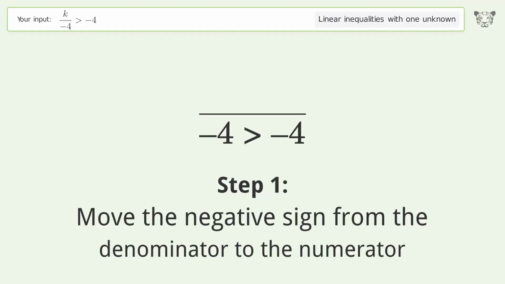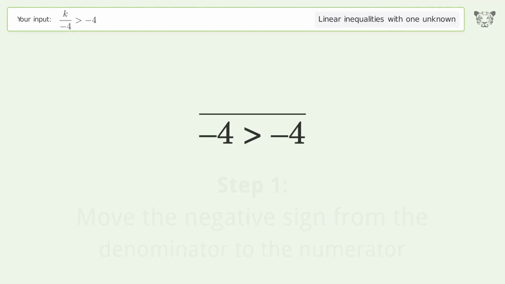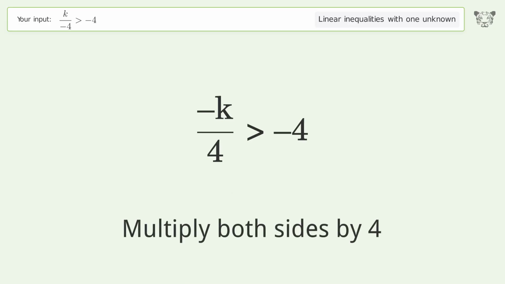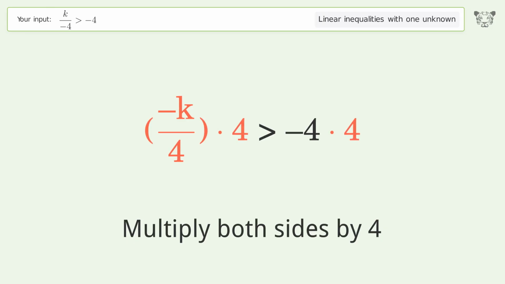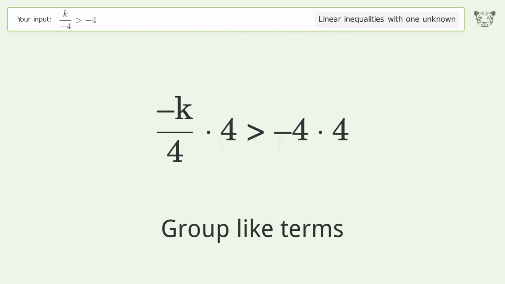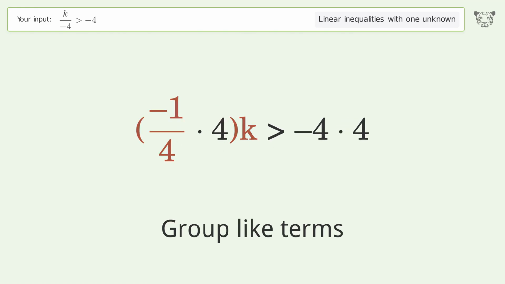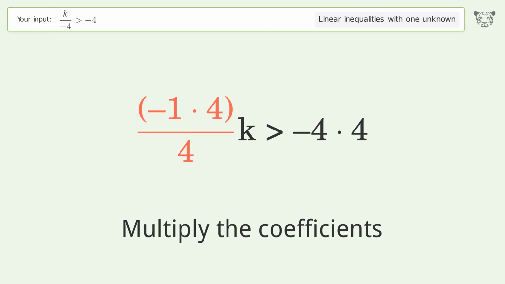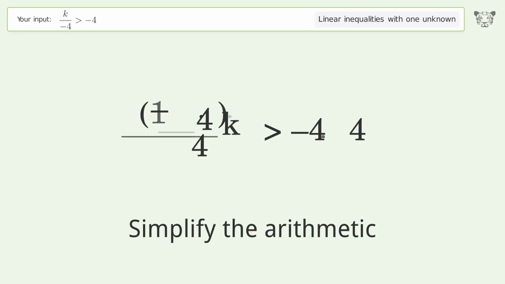Move the negative sign from the denominator to the numerator. Isolate the k. Multiply both sides by 4. Group like terms. Multiply the coefficients. Simplify the arithmetic.